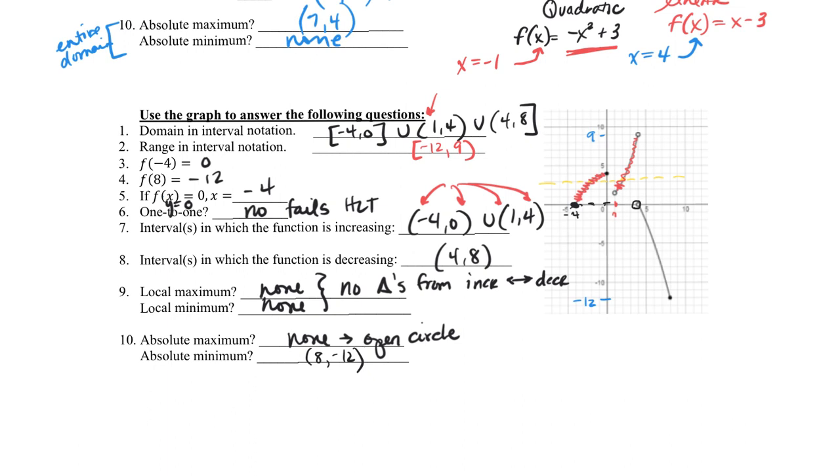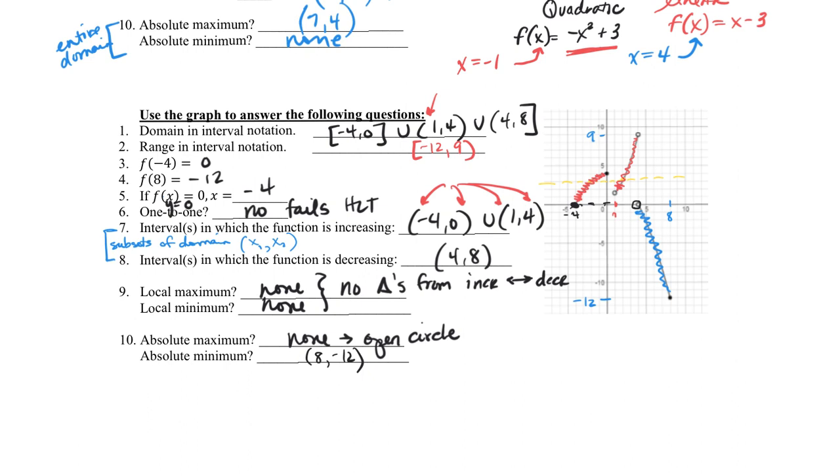Intervals where it's decreasing, so it's decreasing here from 4 to 8. Okay, remember, increasing, decreasing are subsets of the domain. So these represent one x value to another x value. So subsets of the domain. They are from x1 to whatever x2 is.